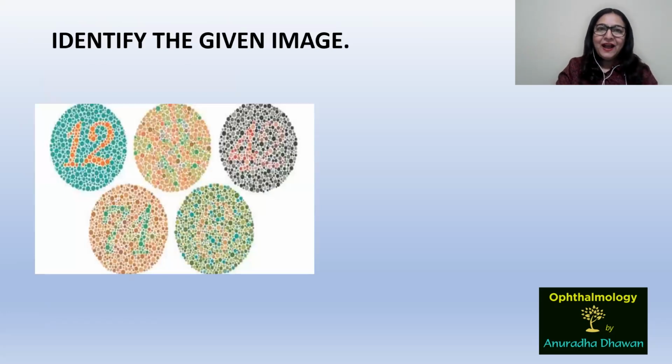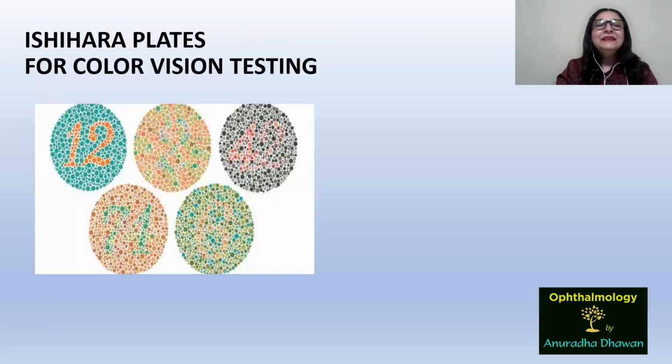Moving to the next image, identify the given image. Friends, what are we looking at over here? We are able to see there are multiple plates in which different colored dots are there. So these different dots will help you to remember that these are Ishihara plates and they are used for color vision testing. Okay, they are also known as Ishihara pseudoisochromatic plates. The purpose is color vision screening, and the Ishihara color vision test is the best screening test for color vision.